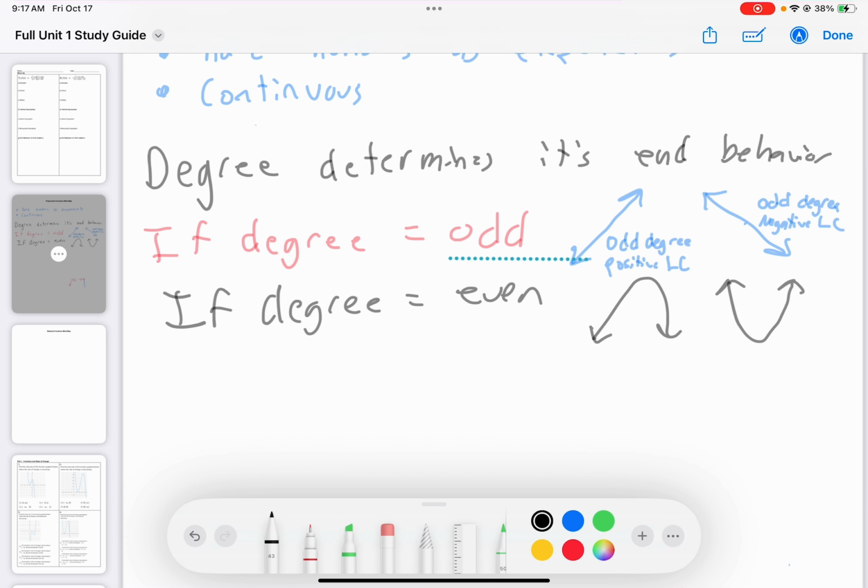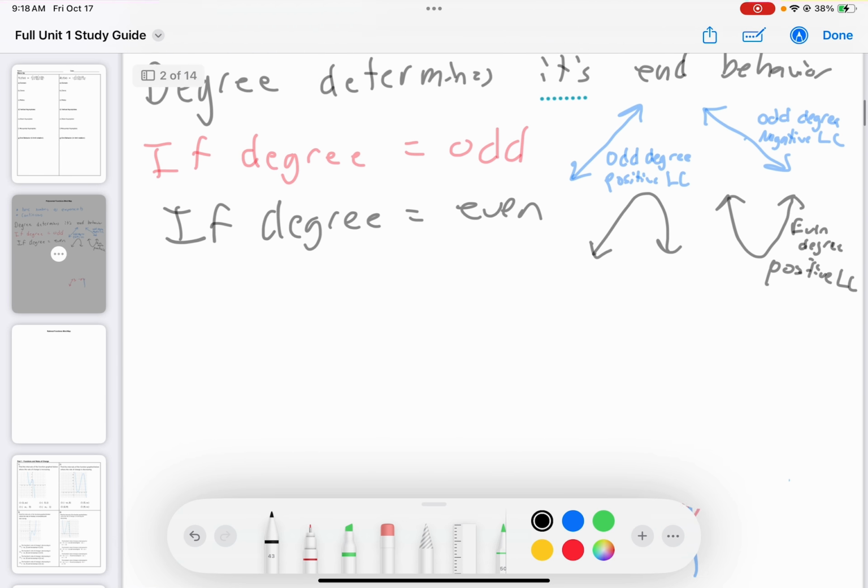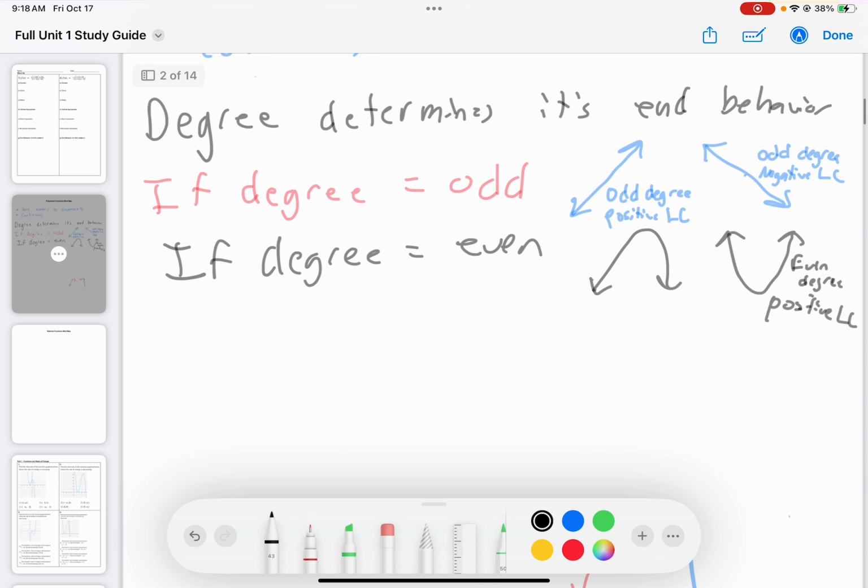Well, this opens up, so this would be an even degree and positive leading coefficient. And this opens down like a frown, so this would be an even degree and a negative leading coefficient. So all of our polynomial functions' end behavior is going to look like one of these 4.